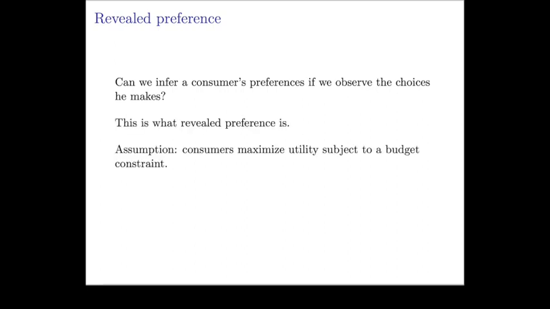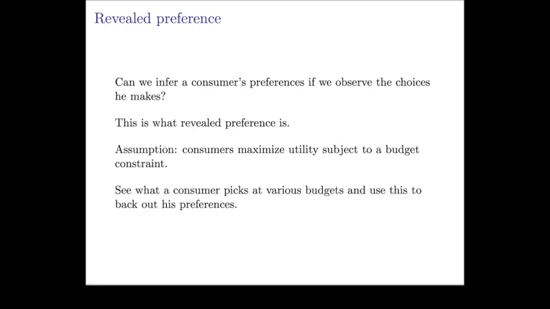So what we're going to assume is that consumers are maximizing their utility subject to some budget constraint. Every consumer has some income, they look at some prices, and given that income and prices, they're going to pick the best bundle according to their preferences. That's what we're going to assume. We're going to see what the consumer picks at various budgets. So we're going to change the prices, we're going to change their income, and we're going to look at what they pick. And from that data, we're going to be able to estimate what their preferences are.